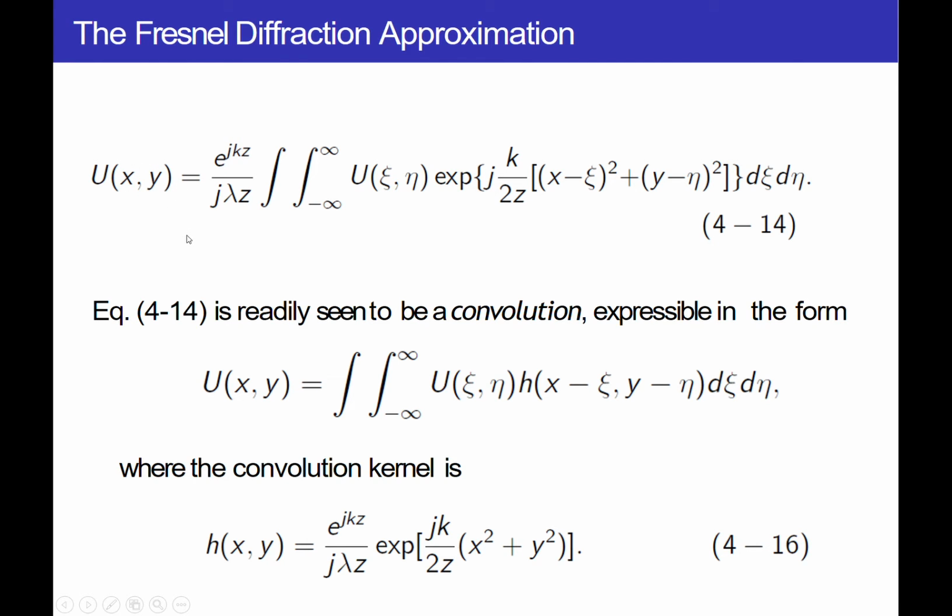Actually, you can see that as a kind of convolution. You have U of xi, eta, and then a function of x minus xi and y minus eta, which we call the point spread function. But we are going to focus on this integral, and how we are going to have a Matlab coding for this expression.